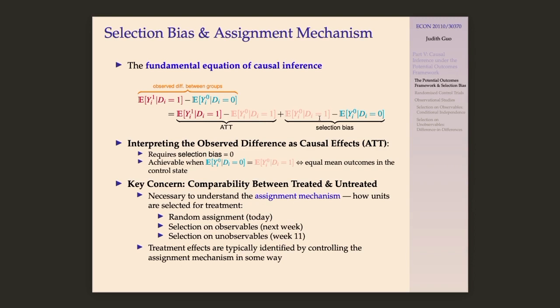So today we're going to talk about random assignment, hopefully in the last 5 minutes. Then next week, we'll talk about selection on observables, depending on observed characteristics. In week 11, we'll talk about selection on unobservables, depending on unobserved characteristics. So we typically identify the treatment effect by restricting the treatment assignment in some way.